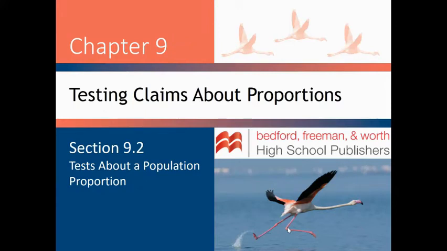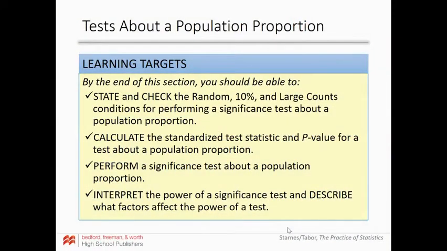All right, so we're looking at Chapter 9, Section 9.2, testing claims about proportions. After today, we should be able to state and check the random, 10%, and large counts conditions for performing a significance test about a population proportion, calculate the standardized test statistic and p-value for a test about a population proportion, and perform a significance test about a population proportion. And lastly, interpret the power of a significance test and describe what factors affect the power of a test.